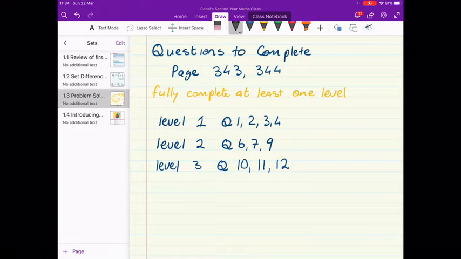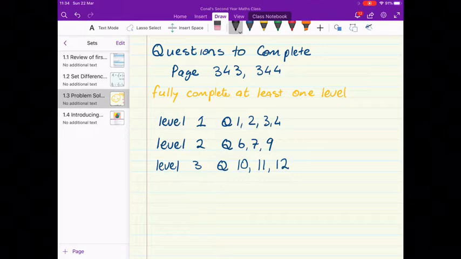They're questions 6, 7, and 9. And level 3 questions would be 10, 11, and 12. They are a little bit trickier. Everyone has to fully complete at least one level. And I would suggest, regardless of which level you fully complete, do one question in each level.